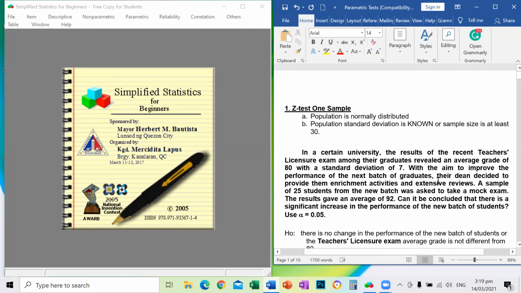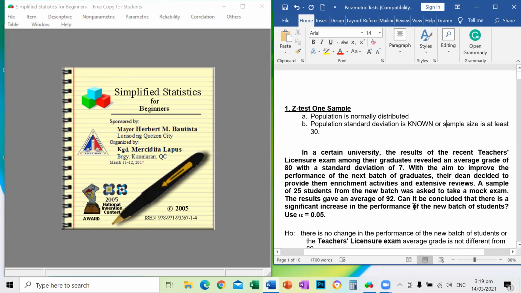Let's continue. With the aim to improve the performance of the next batch of graduates, their dean decided to provide them enrichment activities and extensive reviews. A sample of 25 students from the new batch was asked to take a mock exam. The results gave an average of 92. Can it be concluded that there is a significant increase in the performance of the new batch of students? Use alpha 0.05.